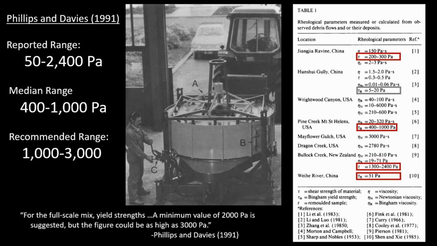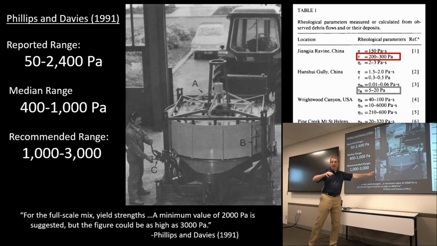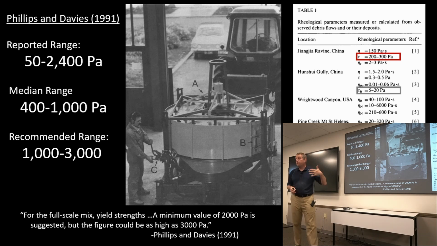Phillips and Davies also did some of these experiments. Just to answer John's question, this is the very biggest piece of equipment that people have used to do this, and it's not big enough because you can't get anything. The largest particles people have used for these in the lab is 2 millimeters, which is the sand-gravel boundary. There's no gravel in any of these.